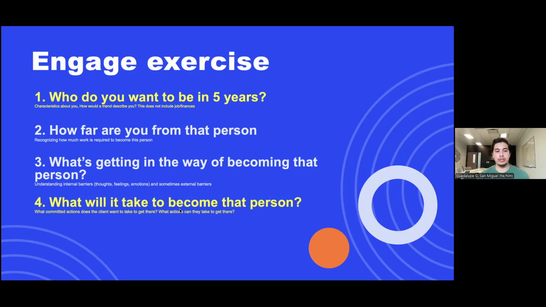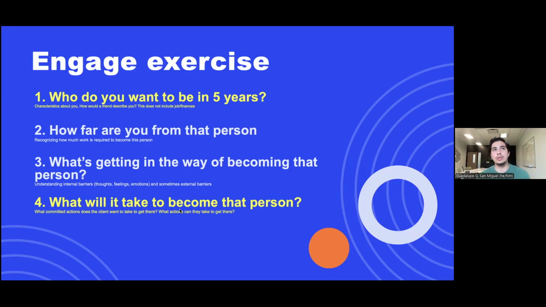And then the fourth question is pretty much the second half of the engage pillar, which is just as important. It's asking the client, what will it take to become that person? That's where you get a lot of motivation from the client. And also, what are the specific actions? What are the specific things that the client has to do to become that person?